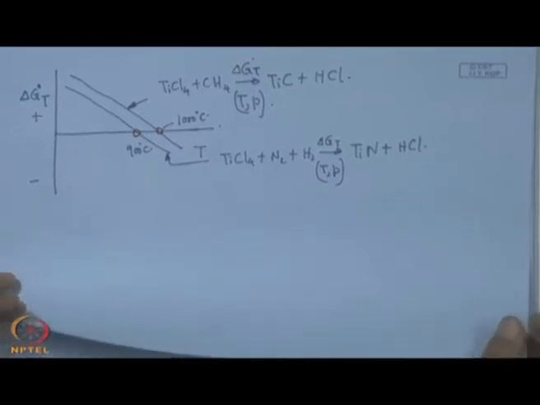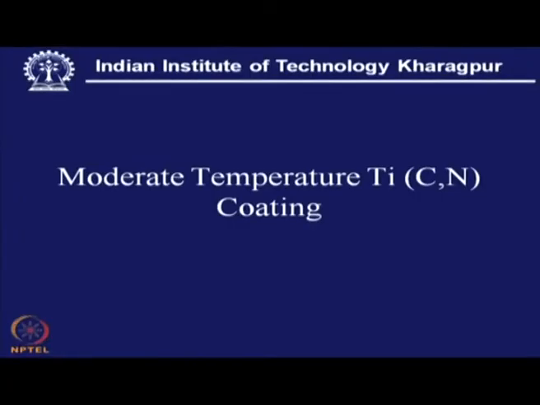And exactly for this reason, we find that there are certain materials which are actually the source of carbon and nitrogen, which can allow us to go down with the temperature. That means, we can bring down the temperature, lowering the temperature. This titanium carbonitride can be conducted in the zone which is of immediate interest.